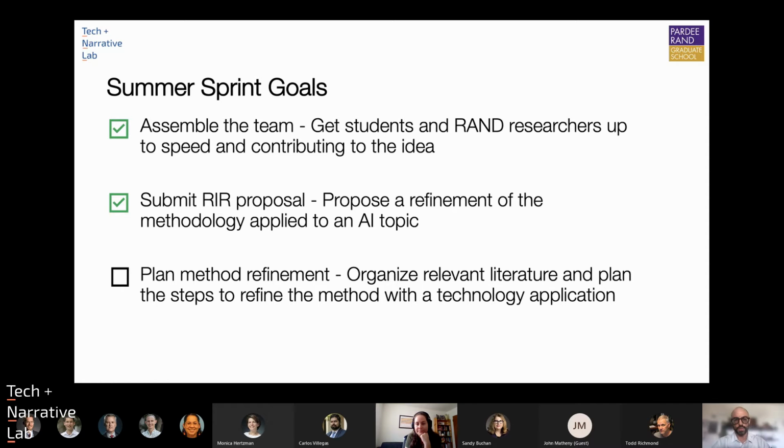And the third thing, and this is really what's still ongoing and we're making lots of strides towards, is really refining the method. And that involves organizing literature, but really figuring out what are the next steps for moving forward and actually doing an EIEX real life case study.